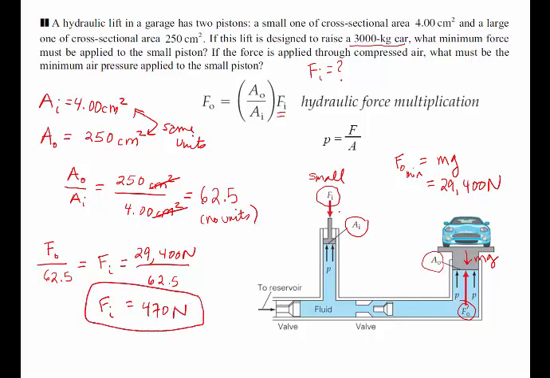So if I apply 470 newtons here at my small piston, it will actually result here with a much larger force, a force minimum of 29,400 newtons. And so that is how a hydraulic lift in a garage works.